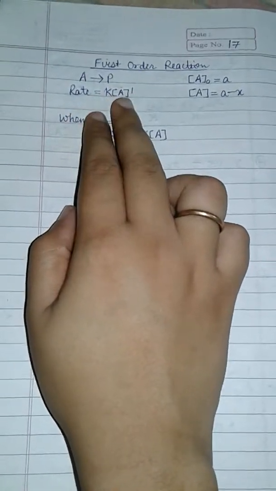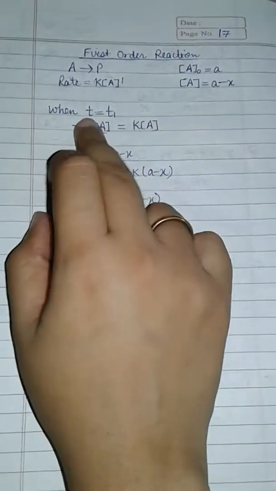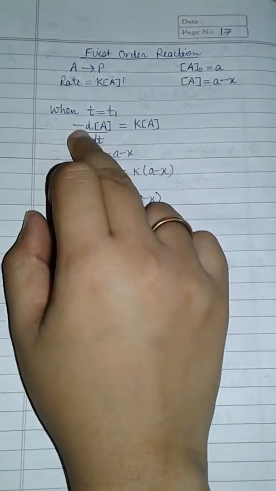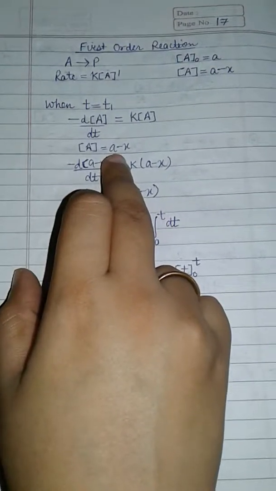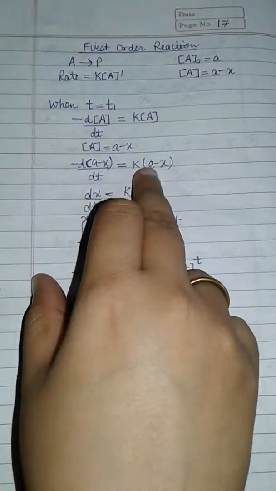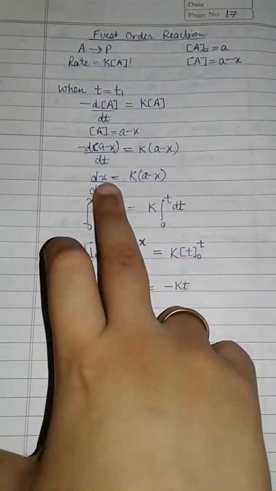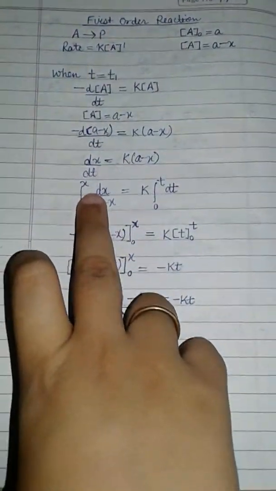For the first order reaction, A gives B, rate is equal to k a to the power 1. A naught is a and a is a minus x. When t is equal to t1, minus dA upon dt is equal to ka, and a is equal to a minus x, we know, so putting this, minus d(a minus x) upon dt is equal to k(a minus x), so dx upon dt will be k(a minus x), because a is constant, it is cancelled.